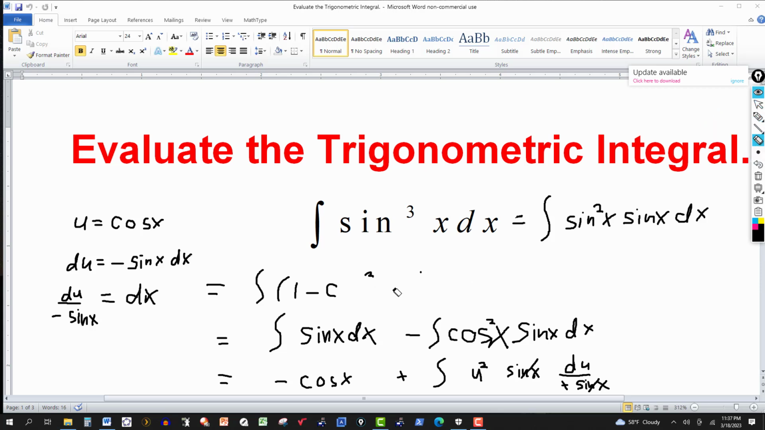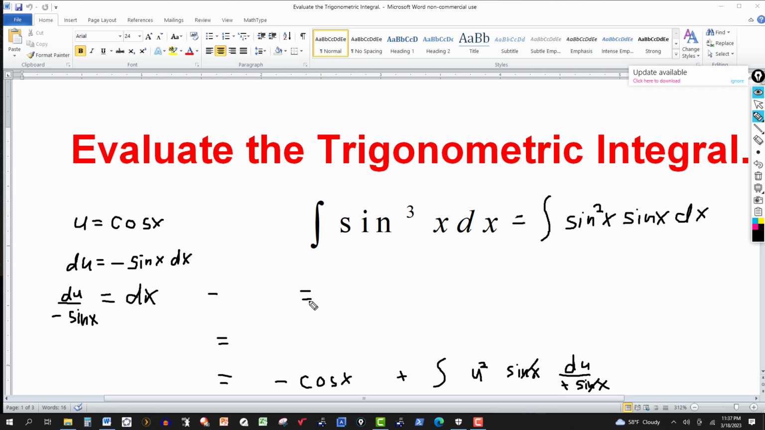And let me write the rest of this up here. So this is my next step. I have it above over here: minus cosine of x, and this is plus the integral of u squared du.